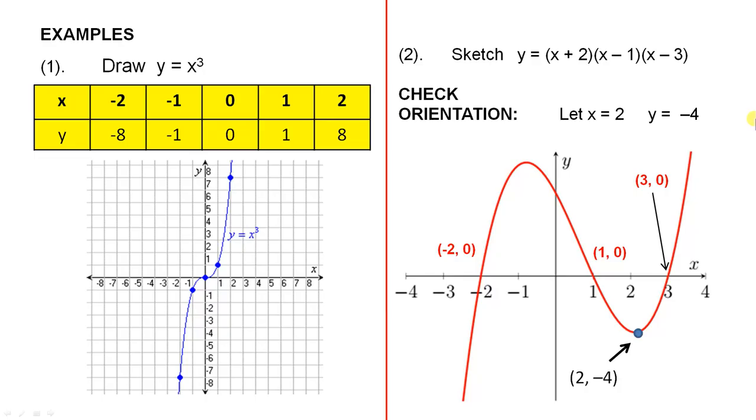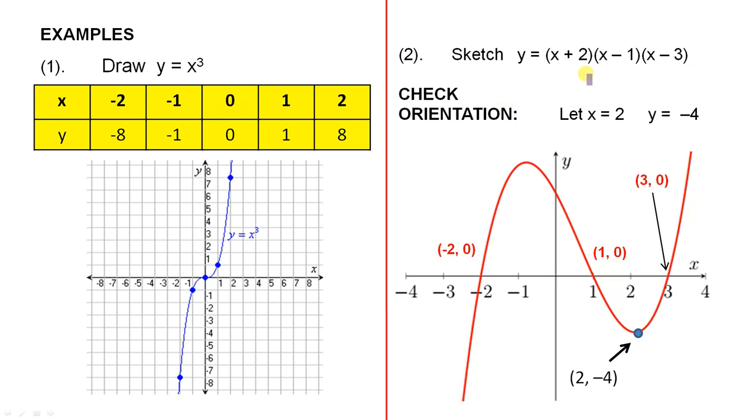So basically we have some examples. The first one is asking us to draw the curve y equals x cubed. A cubic curve always has a power of 3 in it. If we're given these x values here, all we do is substitute each of these x values into the equation and we get these y values, and then we plot the points on the number plane, and then we join the dots up to give us the curve. So that's the most basic cubic curve you can get.